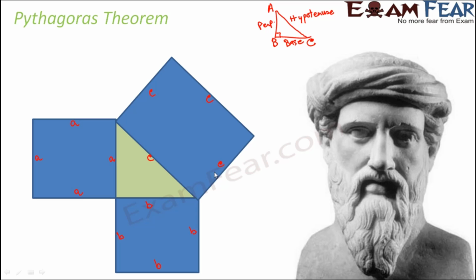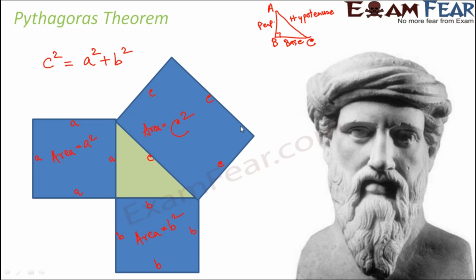So as per this theorem, what would be the area of this square? The area would be C square, because area of a square is side into side. So area of this would be C square, and area of this square would be B square, and area of this square would be A square. So according to Pythagoras theorem, C square is equal to A square plus B square. That is, the area of the square which is drawn on the hypotenuse is equal to the sum of the areas of the squares which are drawn on the perpendicular and the base sides respectively. So this was the Pythagoras theorem.